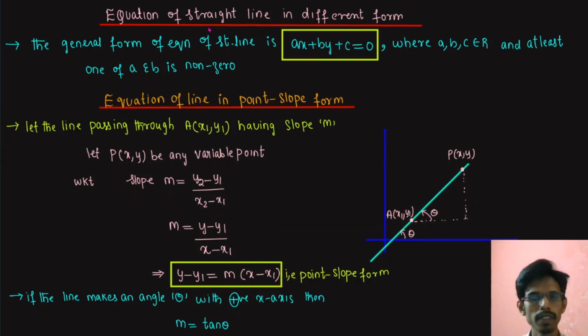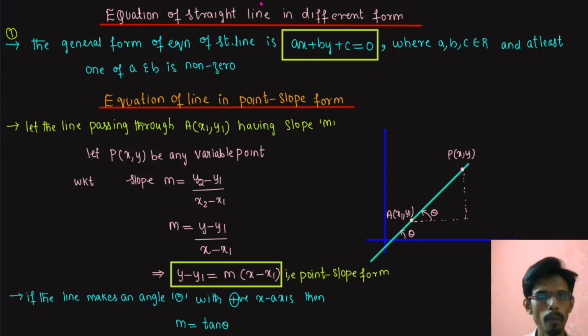Now in this class we will study different forms of equation of a straight line. So here we have equation of straight line in different forms. So the first form, that is the general one.